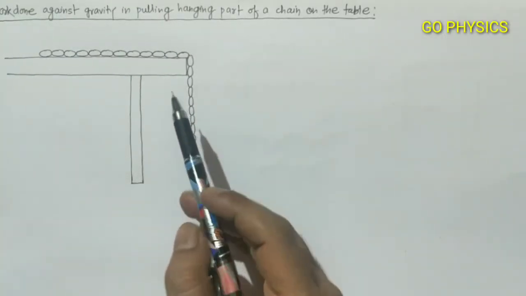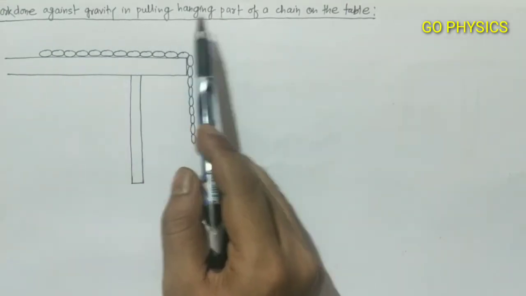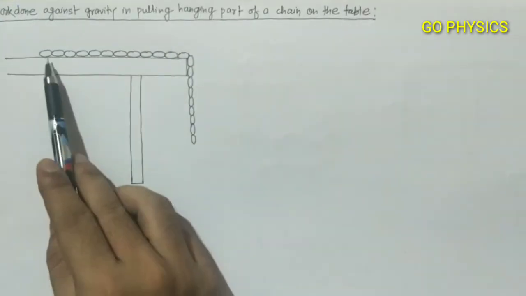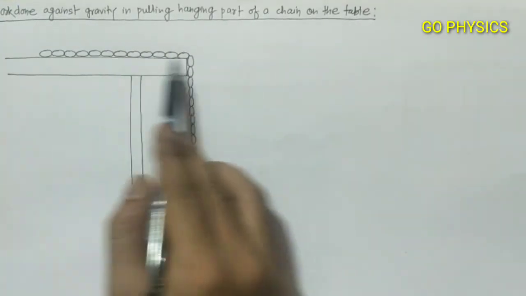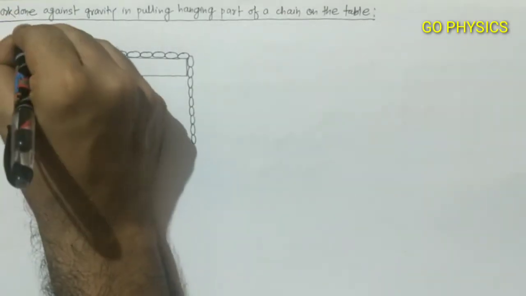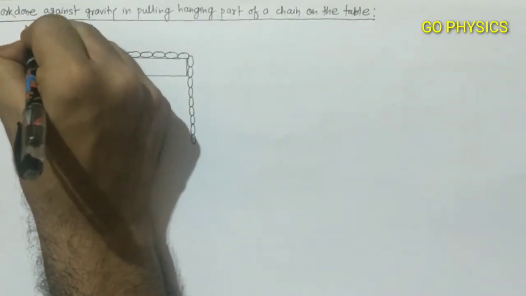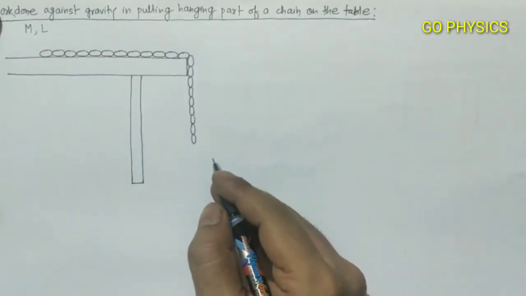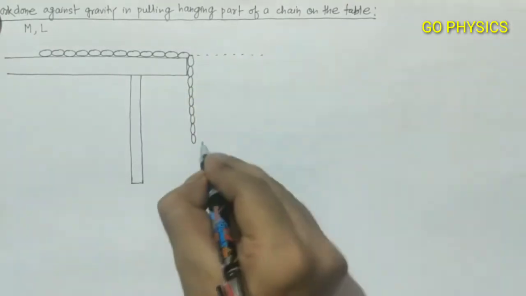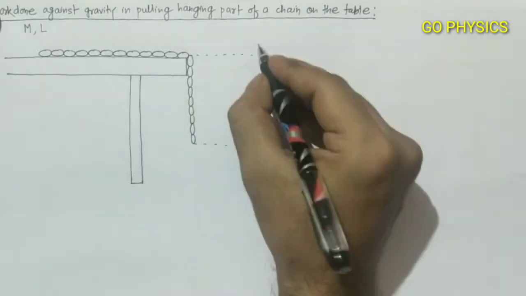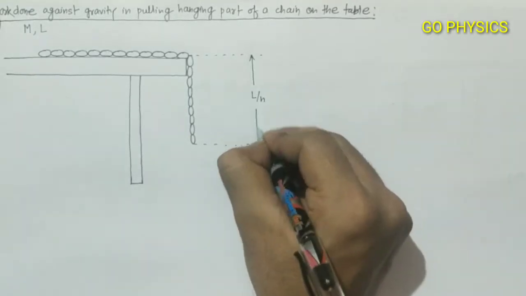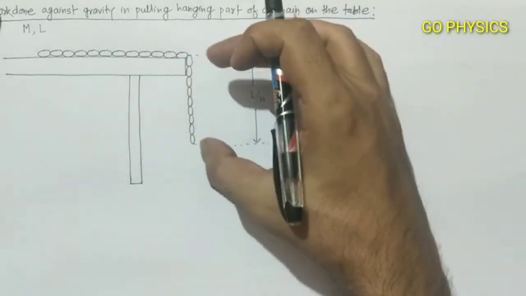In this lecture, we are going to see the work done against gravity in pulling the hanging part of a chain on the table. So let us consider this is our chain and the total mass of the chain is capital M and the total length of the chain is capital L. And let us suppose that the hanging part of the chain has length L by N. So we have to pull the L by N part of the chain over the table.